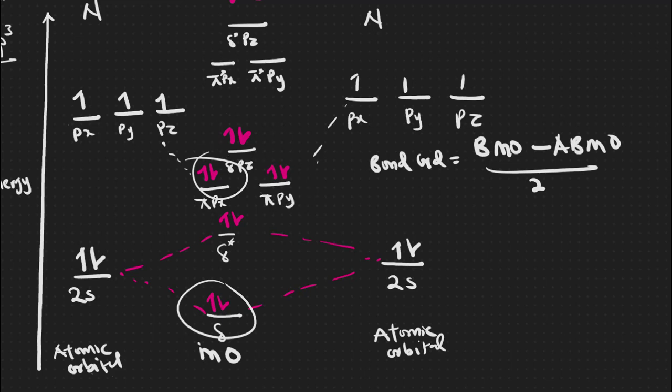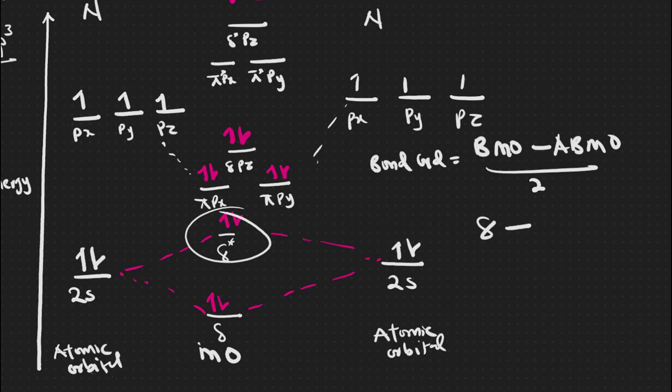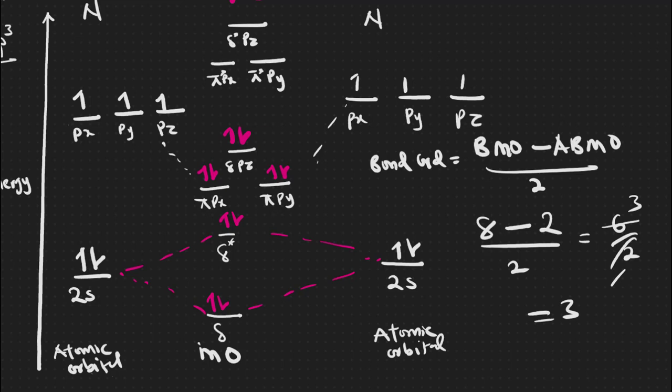So we have 8 electrons there. So we say 8 minus, now anti-bonding we have this only, that's 2. So minus 2 divided by 2 is going to give us 8 minus 2 is 6 divided by 2. So our bond order now, 2 here is 1, 2 here is 3. Our bond order is 3. That's why nitrogen is having 3 bonds, right? So that's the bond order of the nitrogen molecule.